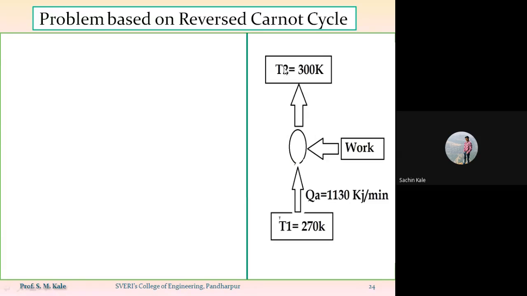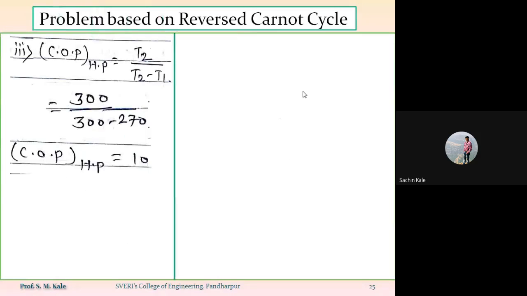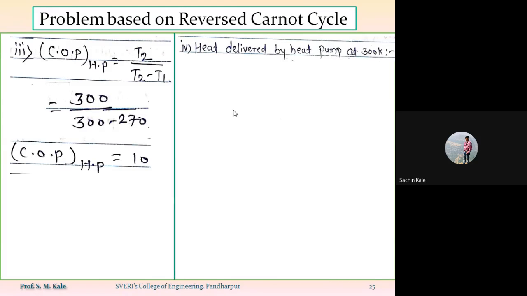That heat pump is operating between the temperature range of 270 Kelvin and 300 Kelvin. On that heat pump, we are supplying the work. So they have asked us, if 1130 kilojoule per minute amount of heat is being absorbed from a body whose temperature is 270 Kelvin, then how much amount of heat will be rejected to the T2 temperature body? So as we are knowing the COP of heat pump, what is its value? 10. So we can use another formula to calculate the heat delivered by the heat pump at 300 Kelvin.